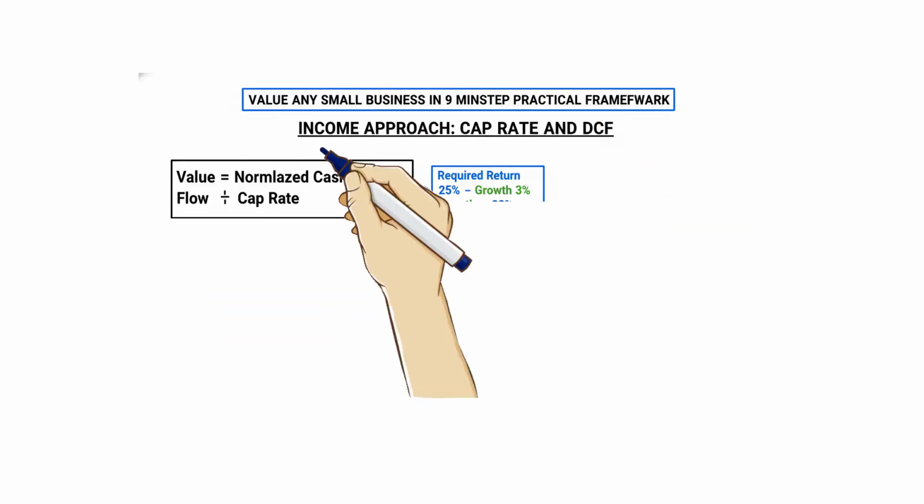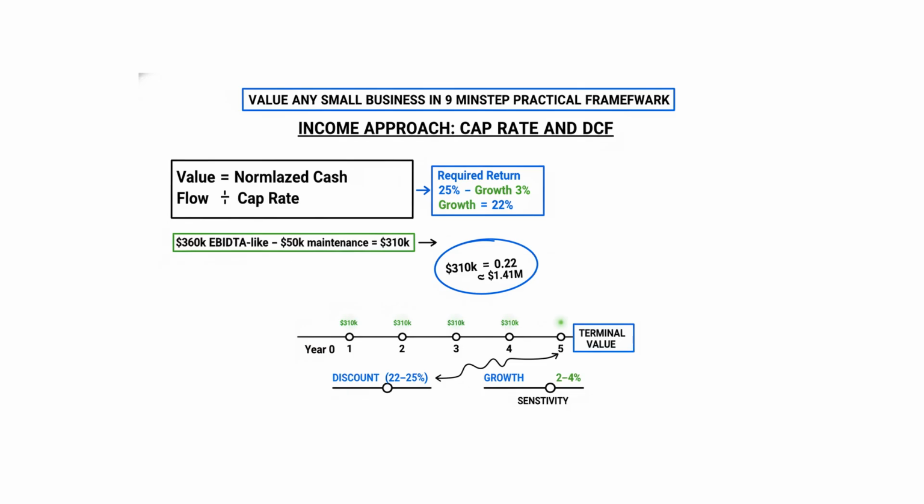Cross-check the multiple with an income approach. Capitalization method: value equals normalized cash flow divided by cap rate. Derive a cap rate by setting a required return for small business risk, then subtracting long-term growth. For example, required return 25% minus growth 3% yields a 22% cap rate. Using EBITDA-like cash flow of $360,000 less maintenance capex $50,000 gives $310,000. Value is approximately $310,000 divided by 0.22, or about $1.41 million.